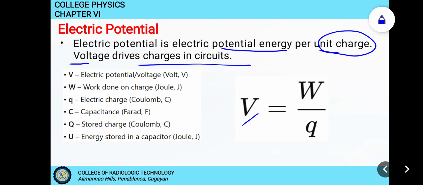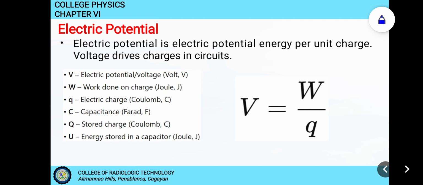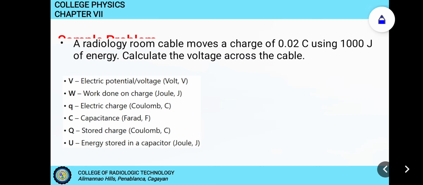Ano naman po ang W? Of course, it's the work done on charge in joule. Take note, pag work, it is in joule. How about this Q here? This is the electric charge in coulomb. Okay, please take note of the units, class. Now let's have a sample problem.